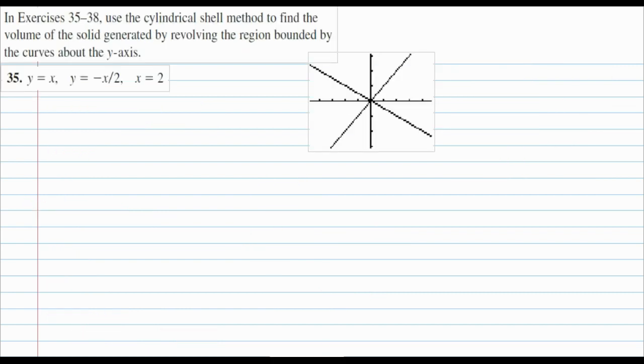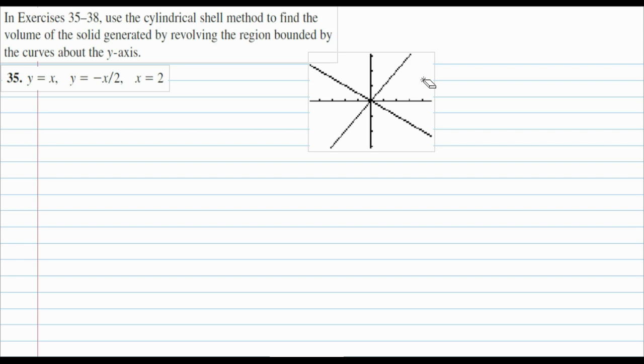Now try problem number 35. It says use the cylindrical shell method to find the volume of the solid generated by revolving the region bounded by the curves about the y-axis. So here are my two curves, y equals x and y equals negative x over 2, which I graphed on my calculator. This looks very hard to see what is exactly going on in this revolution.